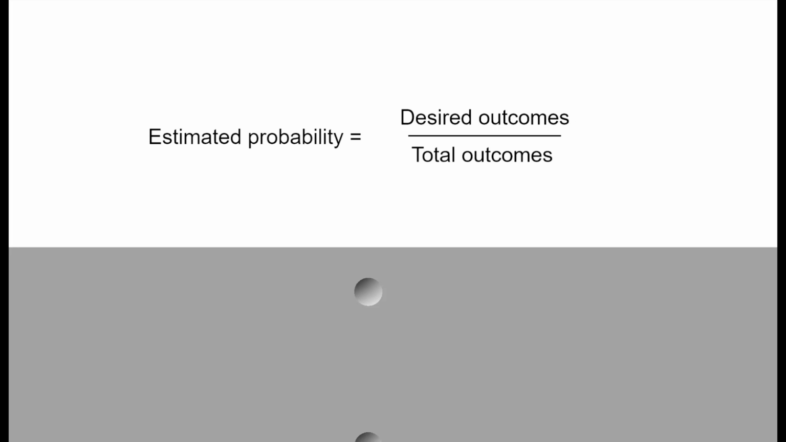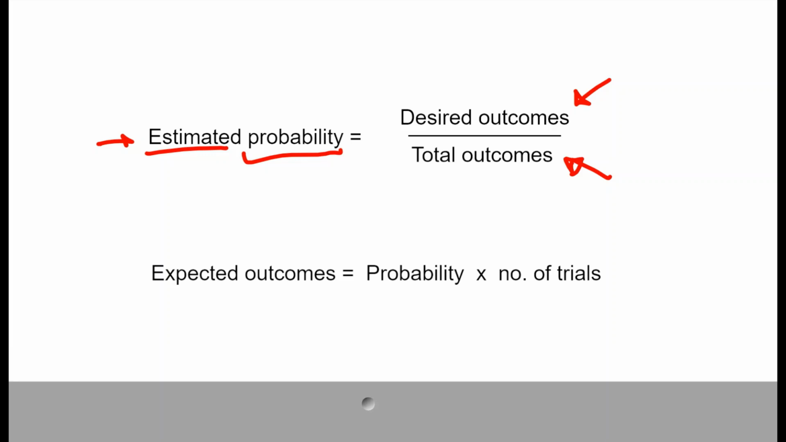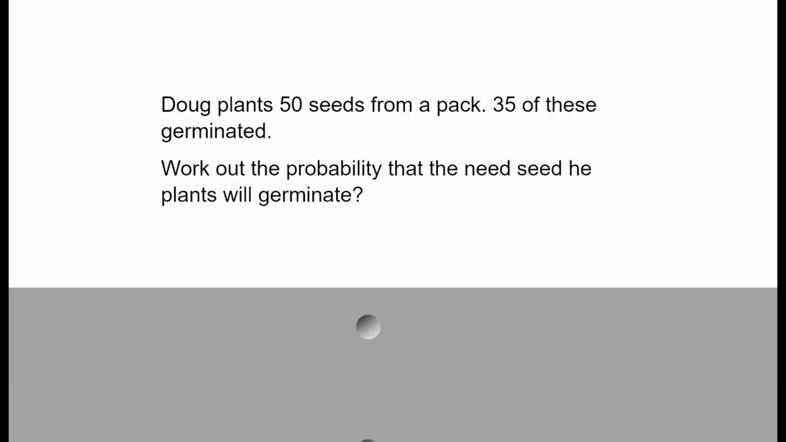So if we look at our two formulas for this, estimated probability is very similar to normal probability. It's how many desired outcomes there are over the total outcomes. We only call it estimated probability because it's not necessarily the actual one, it's just what we're observing. Now, the expected outcomes is we're going to actually take our probability and multiply by the number of times we're doing the experiment, so the number of trials. So let's have a look at an example.